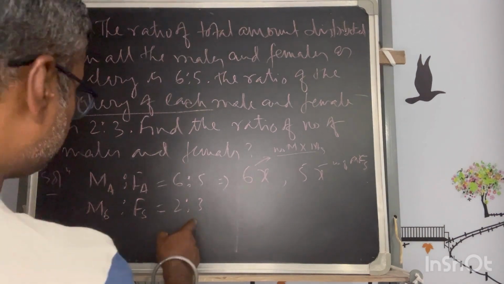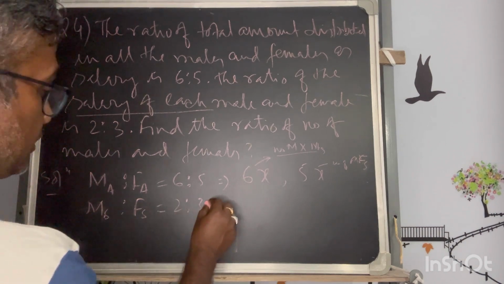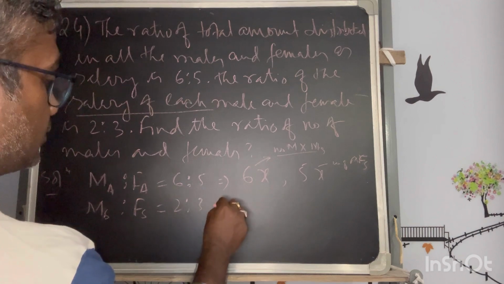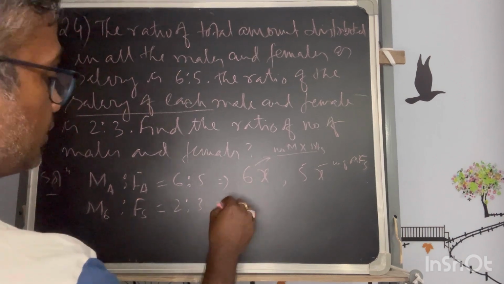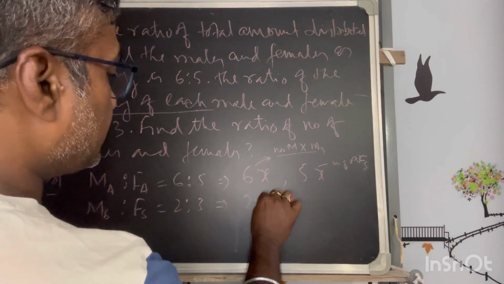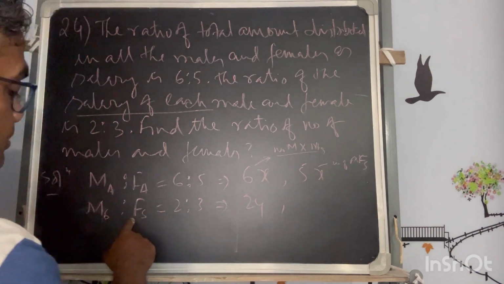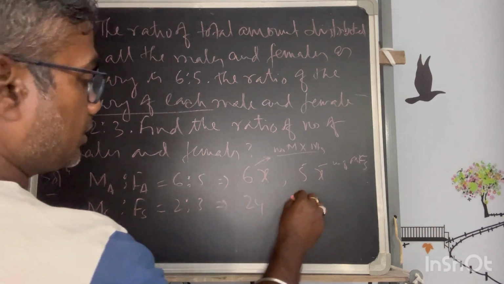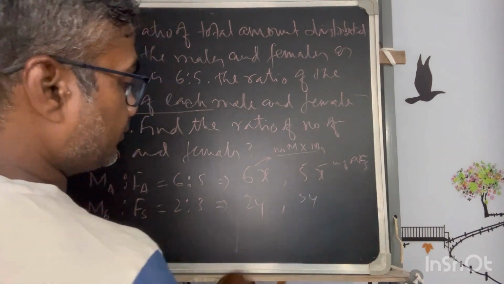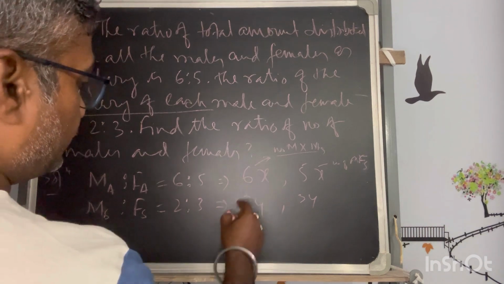So now, this is the case where the salary is drawn by each male and female. If I say this has the common factor multiplication by y, then this will be 2y by each male and 3y by each female.